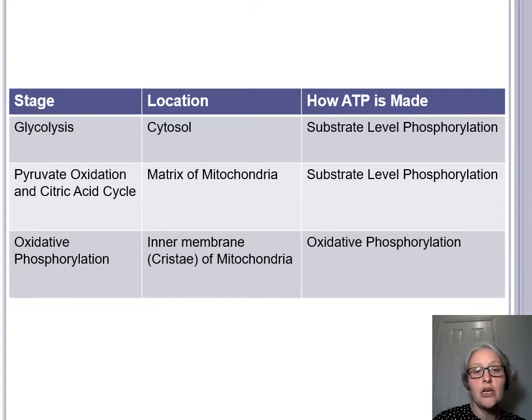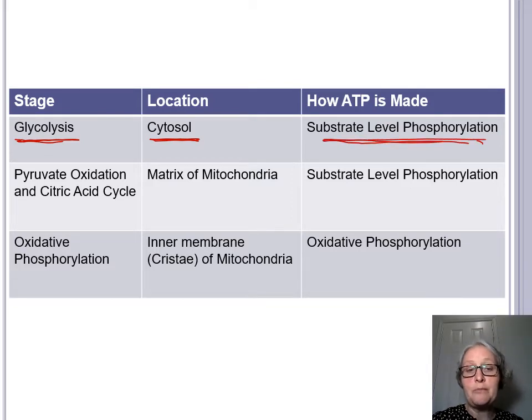We'll go through each. The first stage, glycolysis, takes place in the cytosol. It's important to point out that this does not require any specialized organelle. It doesn't need a mitochondria. Every cell has cytosol, and so every cell is at least able to do glycolysis. We are going to generate a little bit of ATP in this process of glycolysis. We make that ATP through a process called substrate level phosphorylation, which we'll talk about in a moment.